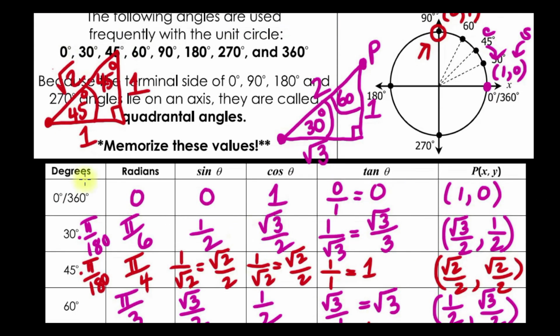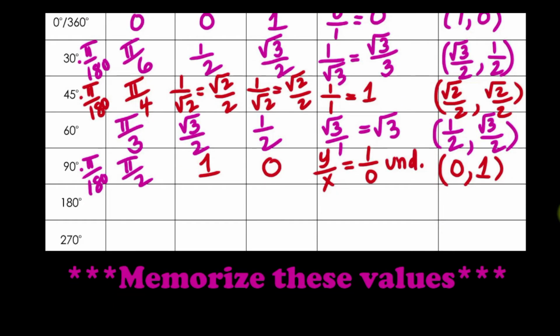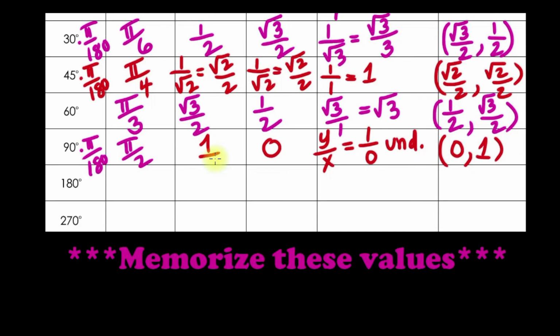Okay, so 180, let's take a look at 180. So 180 is right here. Okay, so what is this point? Well, this point is going to be negative 1, 0, right? Let's use the point negative 1, 0 to complete the table here. 180 in terms of radians is going to be pi. Okay, and then sine of 180 is 0. And then cosine of 180 is negative 1. So here you have 0 over negative 1, which is going to be 0. And then the point here is going to be negative 1, 0, right?